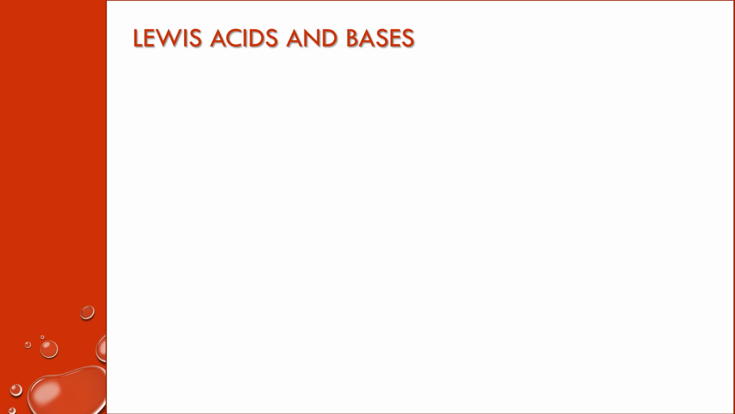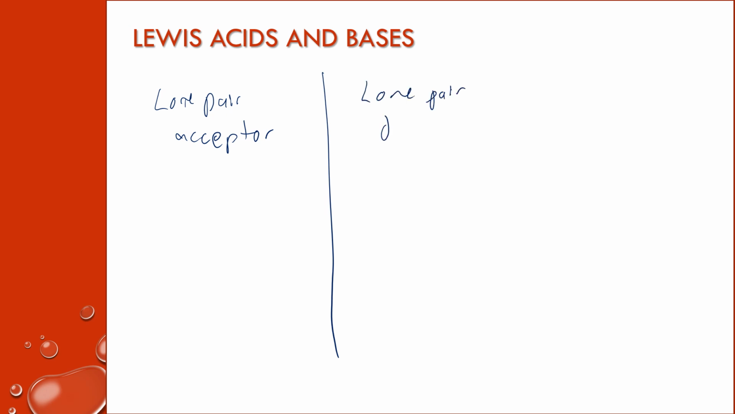And Lewis kind of flipped the script, and instead of talking about acid and base reactions in terms of hydrogen ions or hydroxide ions, he talked about it in terms of lone pairs of electrons. So the definition here of a Lewis acid is that a Lewis acid is a lone pair acceptor, an electron acceptor. A Lewis base, on the other hand, is a lone pair donor.